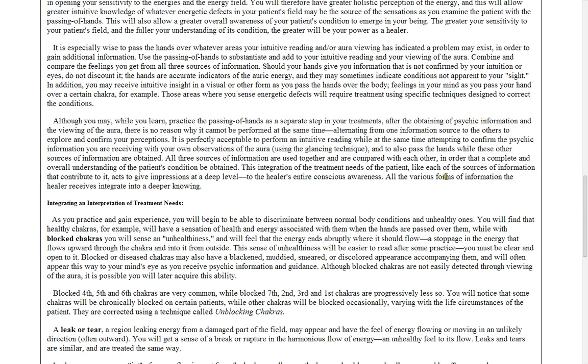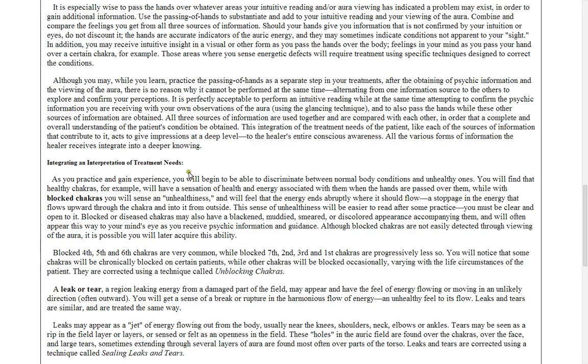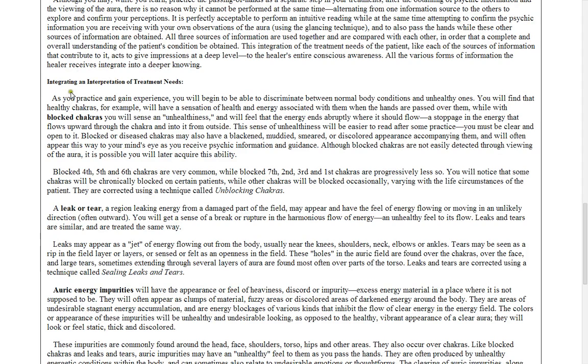In order that a complete and overall holistic understanding of the patient's condition be obtained, this integration of the treatment needs of the patient, like each of the sources of information that contribute to it, acts to give impressions at a deep level to the healer's entire conscious awareness. All the various forms of information the healer receives integrate into a deeper knowing. So, integrating an interpretation of treatment needs.